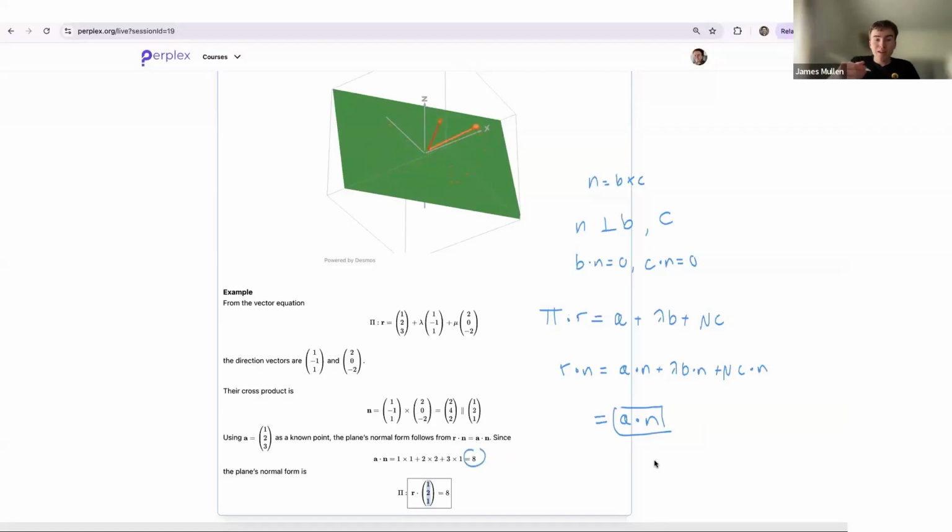It's the special choice of n that means that when I take the dot product of this equation with n, it simplifies down to this really nice, elegant form of just some vector, some point that lies in the plane, dot product with my normal vector gives me some constant number. And it's a much, much simpler form to deal with than the previous form that we talked about.